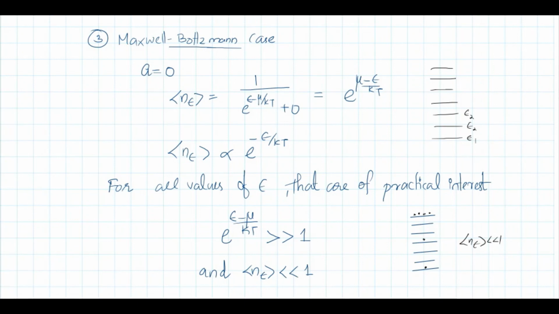Now, for all cases of practical interest, this quantity e raised to epsilon minus mu by kT is very much greater than 1. That is, this occupation number will be very much less than 1.